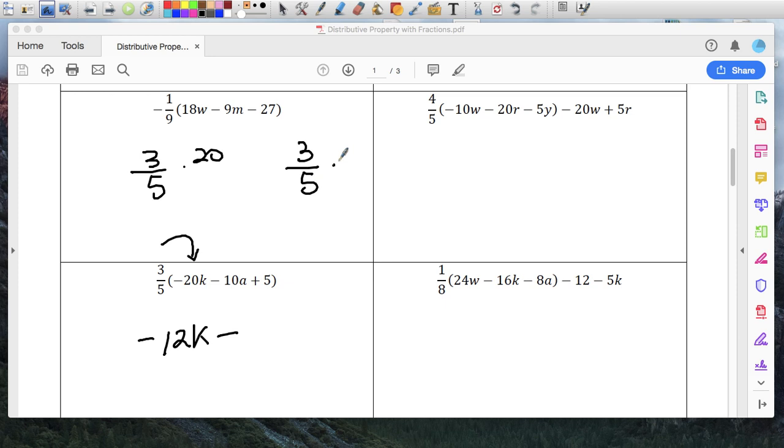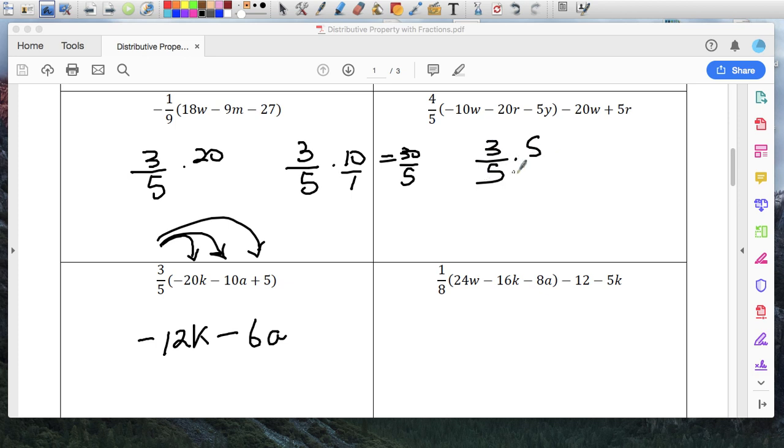The second one is 3/5 times 10. 3 times 10 is 30. And then I'm going to divide that by 5. I get 6a. And the last case is 3/5, right? We just did this, and we're doing this now. And 3/5 times 5. This one, 3 times 5 is 15. Divided by 5 is 3. Or you can just cross these two out, and you're left with 3. Either way, it's fine. And it's positive. And there's nothing you can combine.